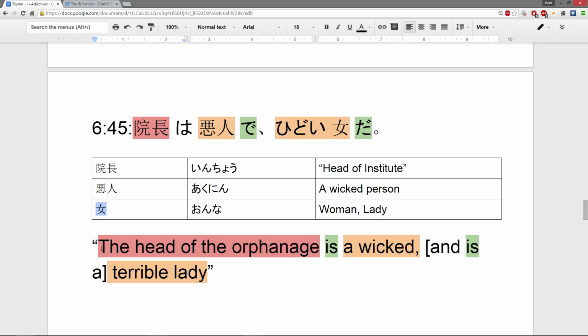Alright, so I already translated this. The head of the orphanage, I have head of institute, but the institute is an orphanage. So the head of the orphanage is a wicked person and is a terrible lady. So we already translated that.